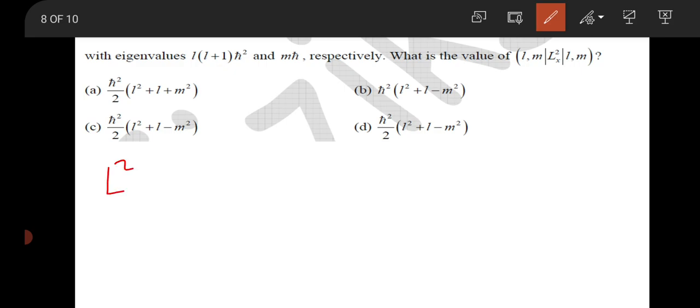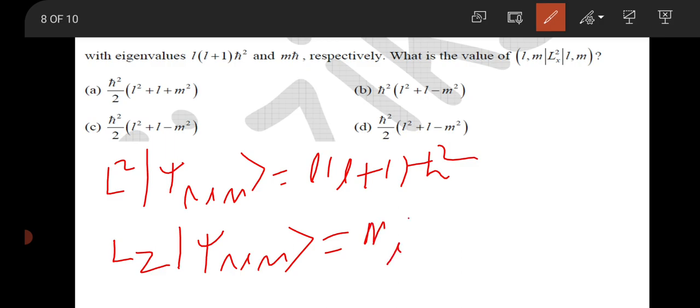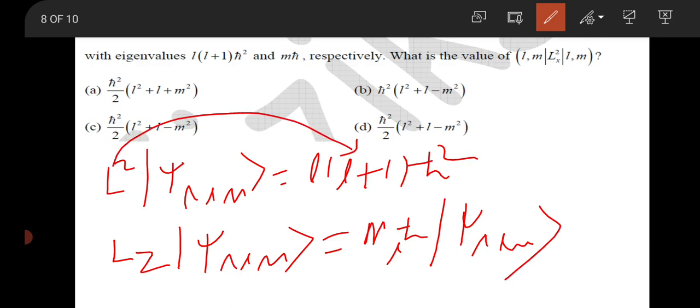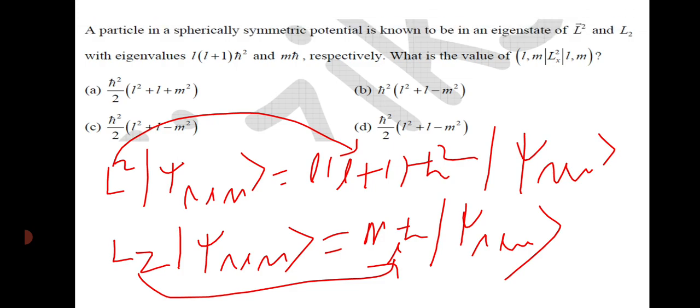So L square acting on psi n L m will give us L(L plus 1)ħ square, and Lz acting on psi n L m will give us mħ. This is the statement, that is L square corresponds to the eigenvalue L(L plus 1)ħ square, and Lz has the eigenvalue mħ. So what will be the expectation value of Lx square? How will we solve it?